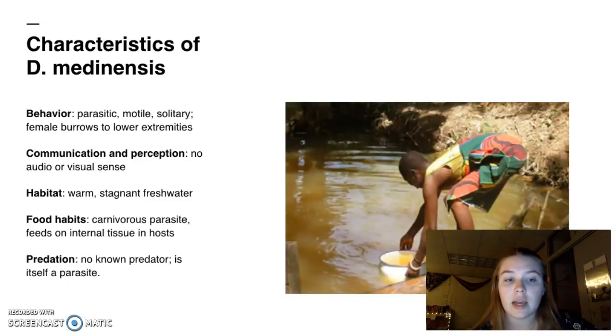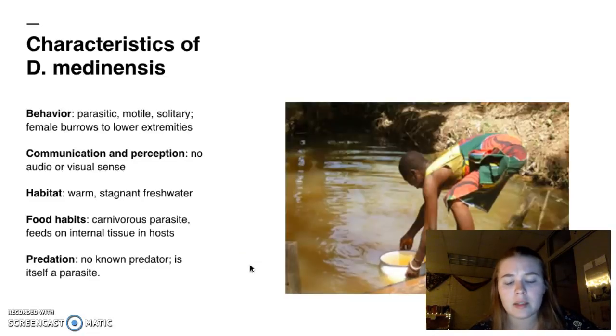So as for habitat, it really likes warm, stagnant fresh water. As you see in the picture here, this boy is pulling water from what looks to be warm and stagnant and fresh. So this is a great place for these worms to live, and he should not be drinking that water without boiling it.